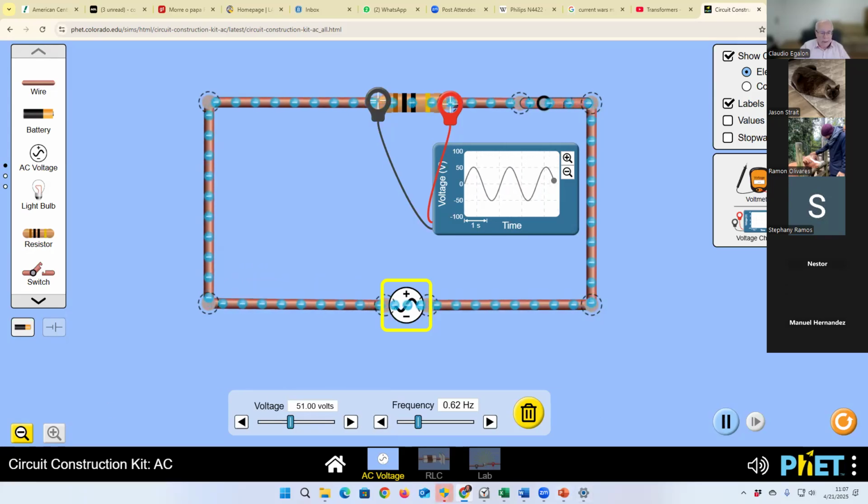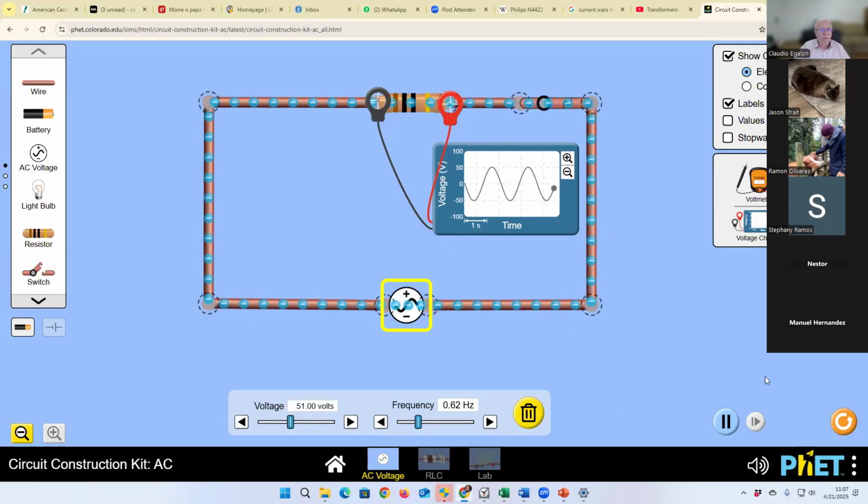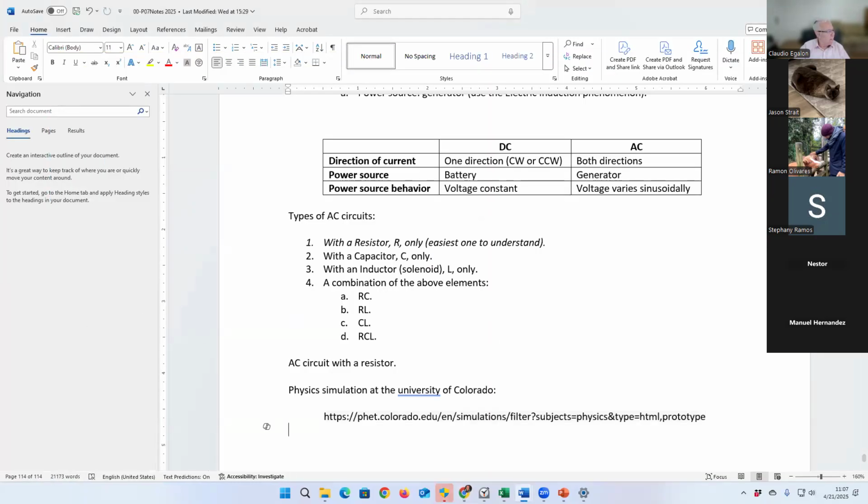Okay, we have the link. If you want to play with that, it's a good idea to play with it. And you can come up with different types of circuits. We can put a capacitor here as well, okay? But let's start with the simplest of all circuits.